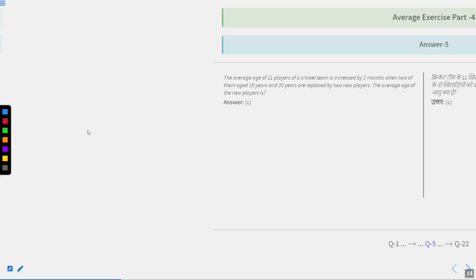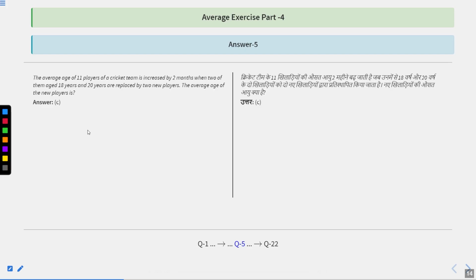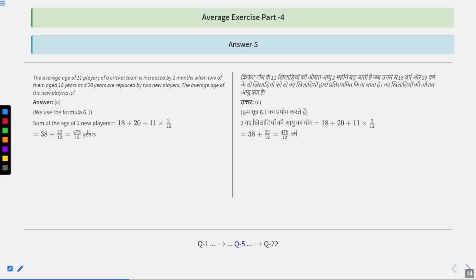Now time's up. Let's see the solution. The question says that the average age of 11 players of a cricket team is increased by 2 months. So we can use the formula. The sum of the ages of the 2 new players will be the ages of those they replace, 18 and 20, plus 11 into 2 by 12, because 2 months. So we convert into years: 2 by 12 multiplied by 11 players. So it will become 38 plus 22 by 12.